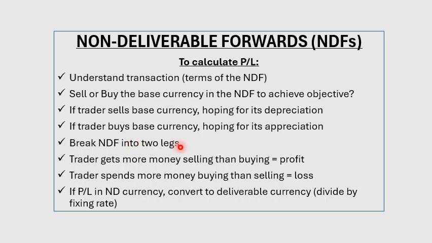Break the NDF into two legs. If the trader makes more money in selling than in buying, he will make a profit, else he will lose money. If the profit and loss is in the non-deliverable currency, you must convert it into the deliverable currency. That's it.